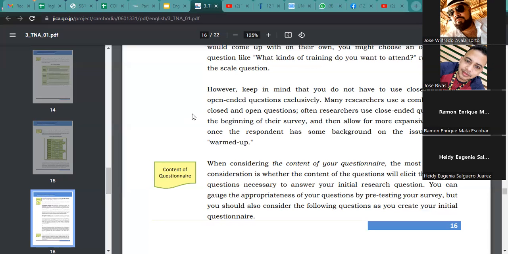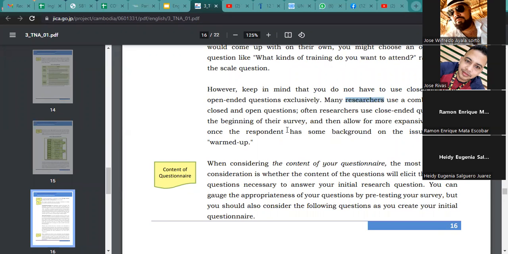Definitely, yes. Well, it means that you are not going to use only closed-ended or open-ended questions. Sometimes for warm-up or to identify certain parts, you can start the survey with closed-ended questions, and then you can move on to the open ones, so you can get the feedback that you really want to get from the employees. Let's check some words.